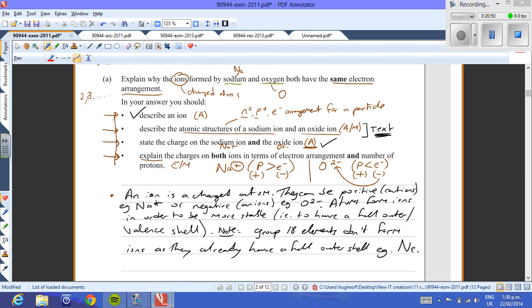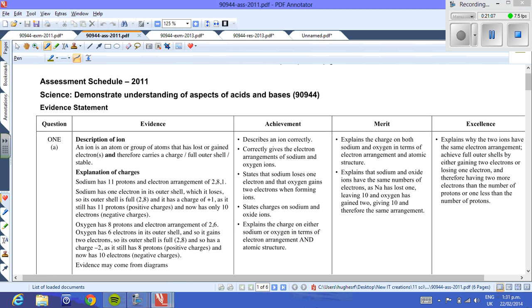And if we look at the question again, explain the charges in both ions in terms of electron arrangement, which I've done, and number of protons, which I've just mentioned. So as far as I'm concerned, I've written everything I could to answer that question. Now let's take a look at the sample answer for this question.